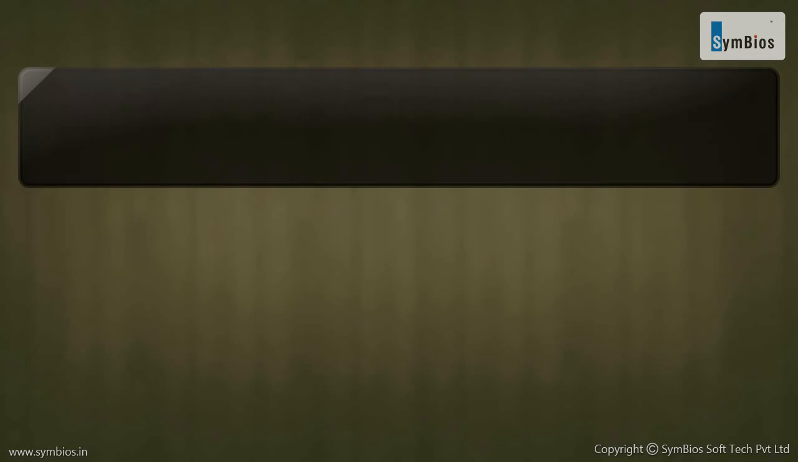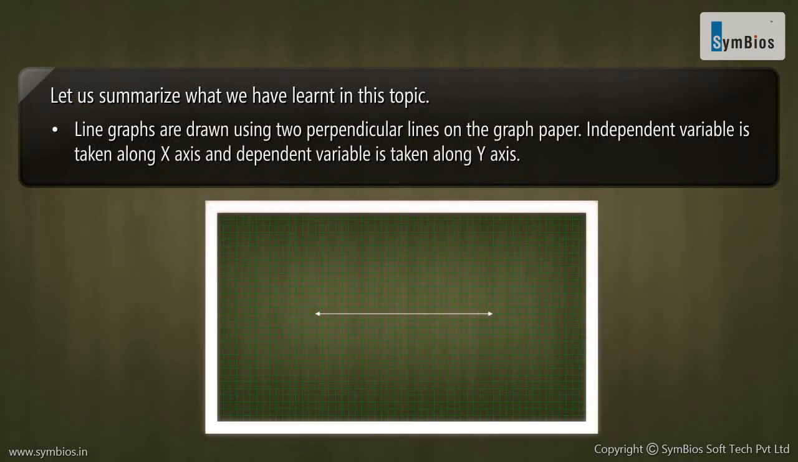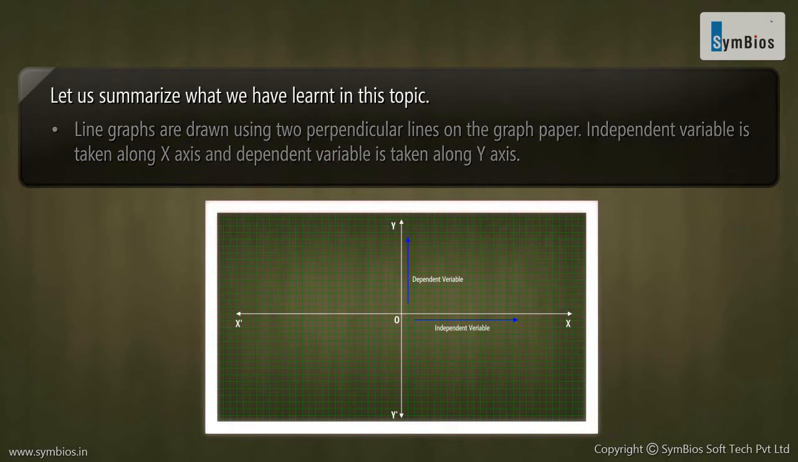Summary. Let us summarize what we have learned in this topic. Line graphs are drawn using two perpendicular lines on the graph paper. Independent variable is taken along the x-axis and dependent variable is taken along the y-axis.